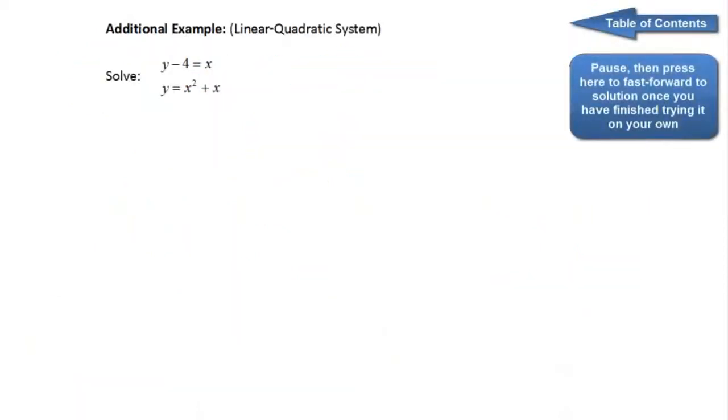All right, perhaps we could use an additional example. Notice that this is a linear quadratic system. So to solve this, what I normally like to do, and you don't always have to do this, is get my y's isolated. So I'm going to change this equation to be y is equal to x plus 4.